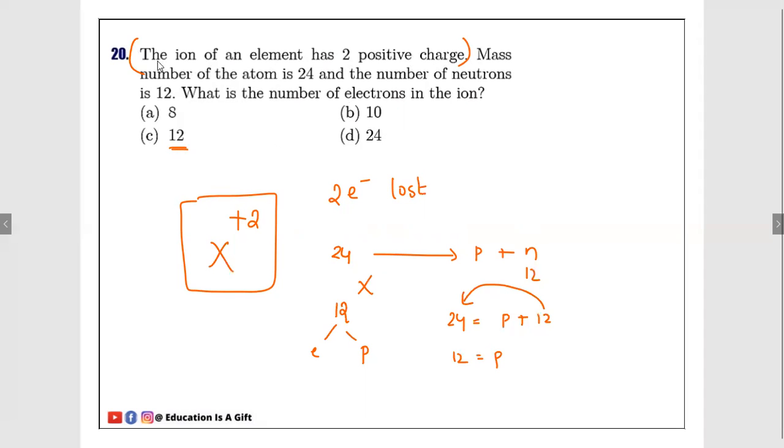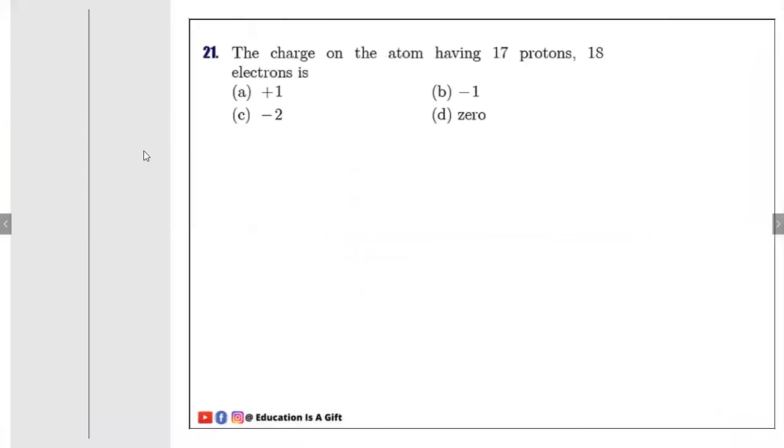But what they are asking is, the ion of an element has 2 positive charge, simply to say it has lost 2 electrons. So now 12 proton, 12 electron, after losing 2 electrons, what would be the count? Answer is 10. So blindly don't keep 12, you have to be careful.